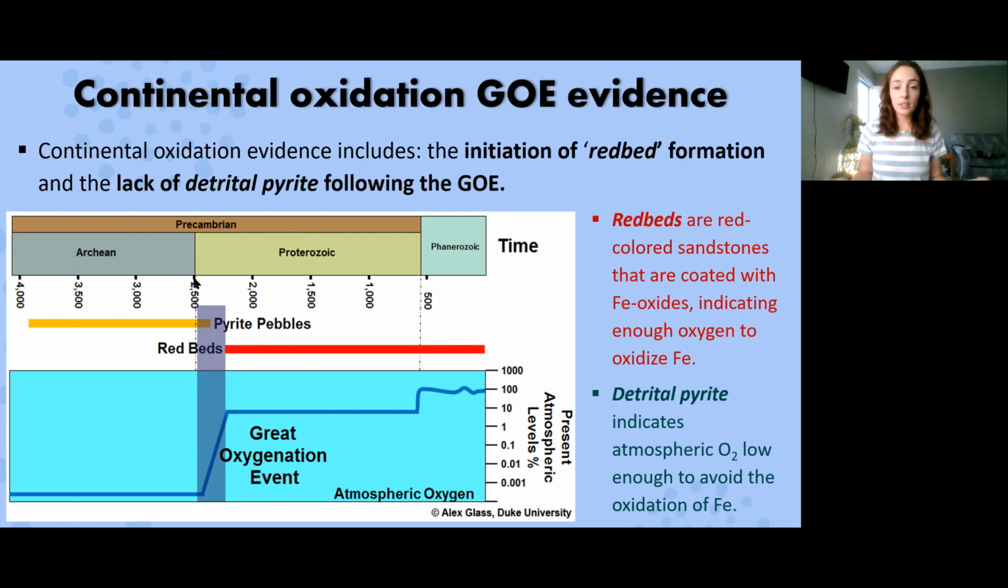Another indication of continental oxidation evidence comes from kind of an opposite view, meaning can we see evidence for a reducing environment before the GOE? Well, yes, we can. Detrital pyrite is just reduced iron sulfide compounds, and these pyrite grains were found in rocks before the GOE occurred, meaning this reduced compound was ubiquitous before the GOE because there wasn't enough oxygen in the atmosphere to oxidize that iron yet. And then once the GOE occurred, there was.